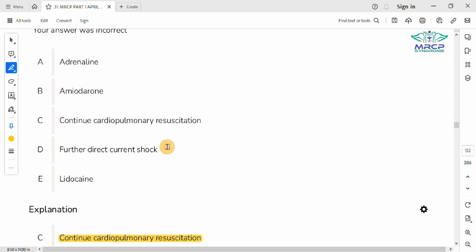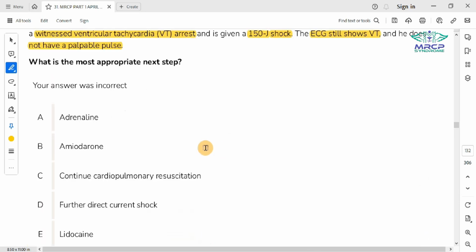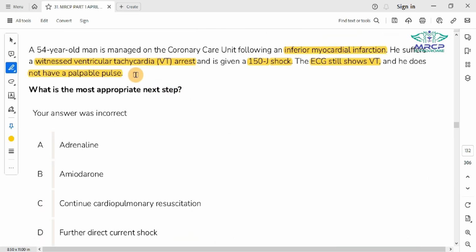So after the unsuccessful shock, especially in case of pulseless VT, the immediate next step would be to continue the CPR for another 2 minutes. So let me repeat again. Ventricular tachycardia is one of the life-threatening arrhythmias. The heart will be beating very fast, preventing effective blood pumping. In pulseless VT, his heart is not generating a pulse or is not circulating properly. So immediate treatment is needed to restore the heart's normal rhythm and the circulation.